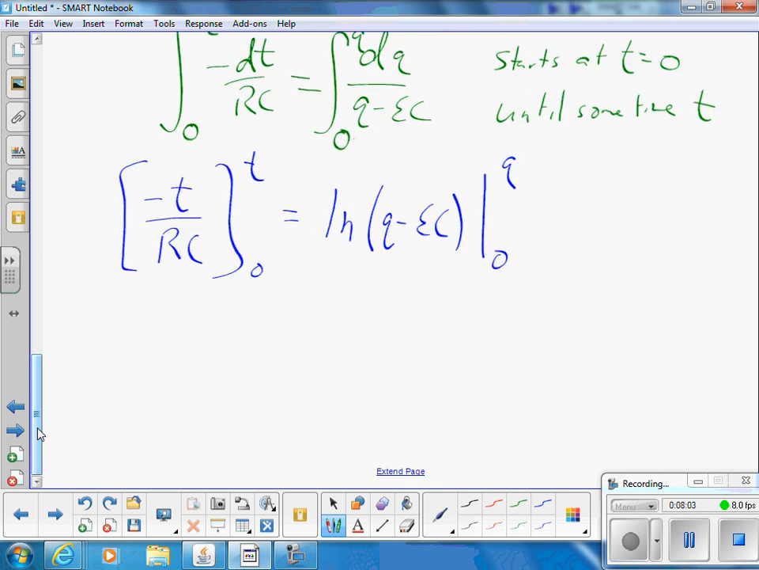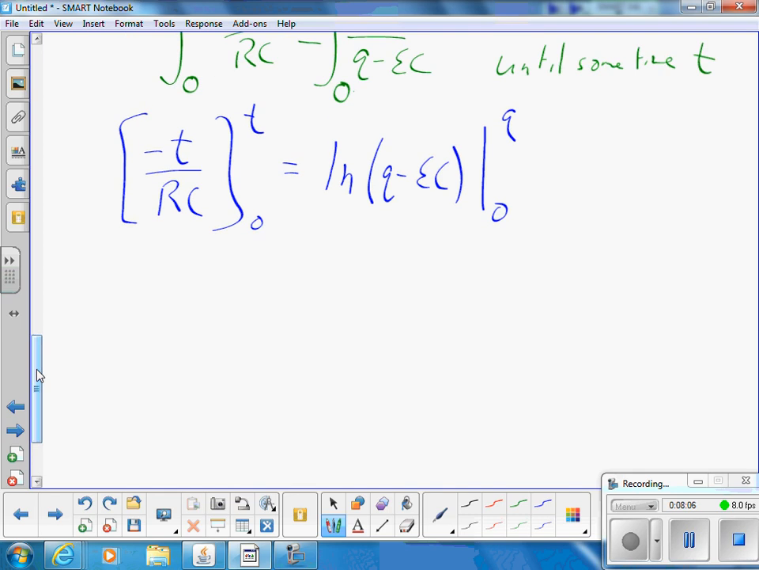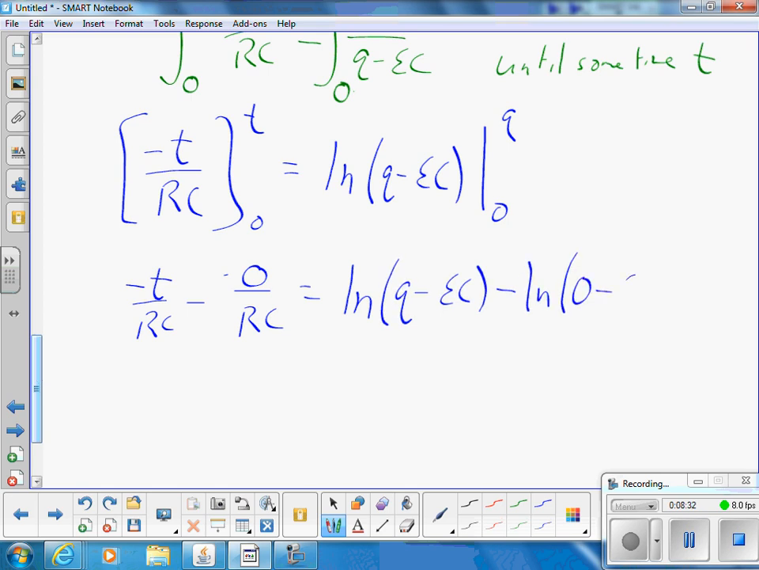Okay, so I'm going to plug in my limits of integration. On the left-hand side, fairly straightforward, but I'm going to write it out. Negative t over RC minus 0 over RC, equals, on the right-hand side, natural log of, okay, I'm plugging these variables Q and 0 in for Q. So the first term is going to be natural log of Q minus EC, and the second one is going to be natural log of 0 minus EC. On the left-hand side, I have minus 0 over RC. That term, of course, is 0, so I just have negative t over RC.